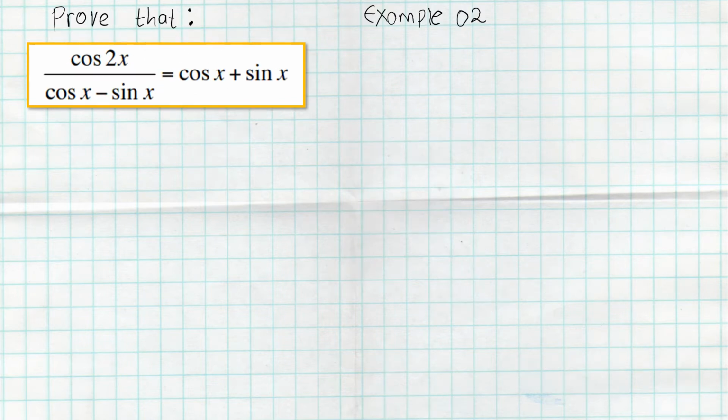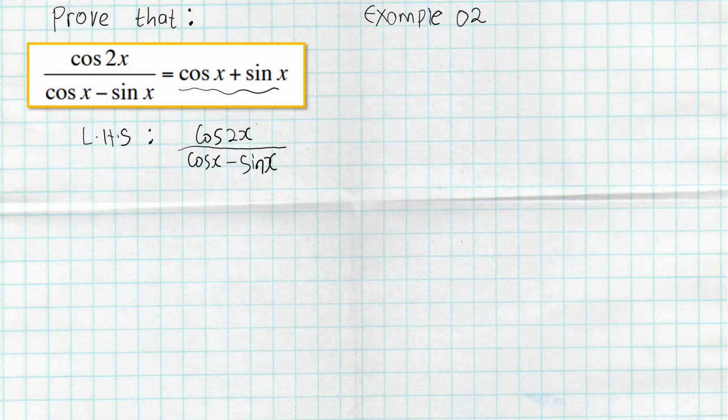Okay, let's now look at example 2, and it also says prove that cos 2x divided by (cos x minus sin x) is equal to cos x plus sin x. So this is some sort of a different identity as compared to example 1, right? Also in this one, I'm just going to choose the left hand side because I can see it's quite complex, and I can simplify it into cos x plus sin x. So the left hand side is cos 2x divided by cos x minus sin x, right?